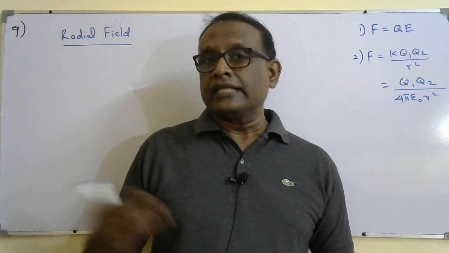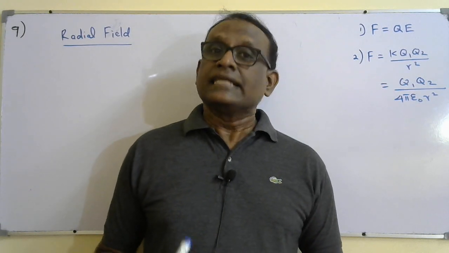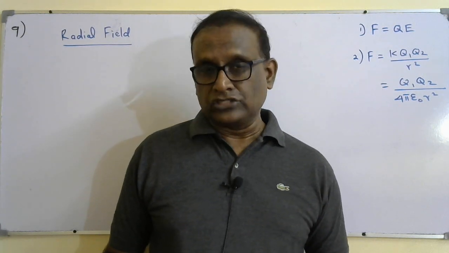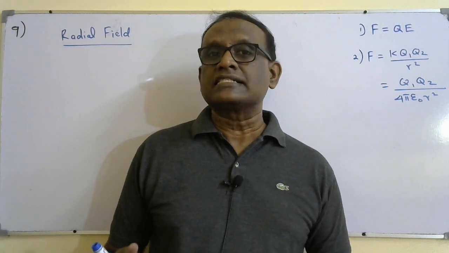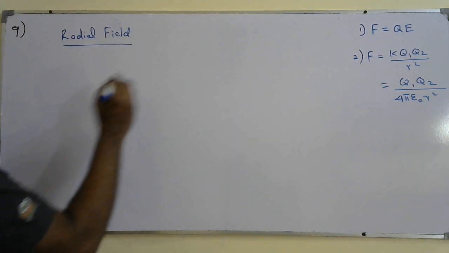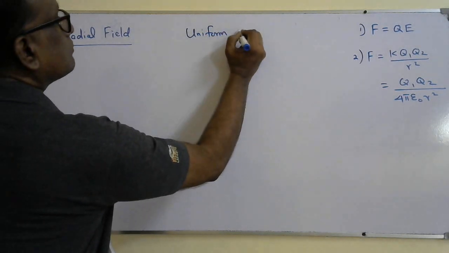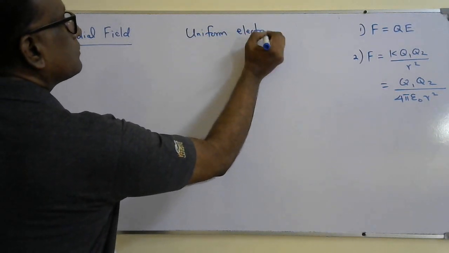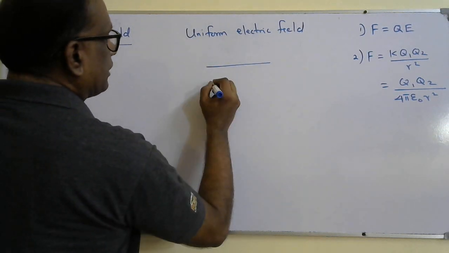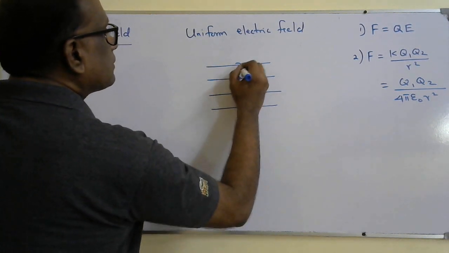We told that one of the properties of the electric field is that it indicates the strength of the field. Number of lines per unit area indicates the strength of the field. So in uniform electric field, the strength of the field is the same at all points. So in uniform electric field, the field lines are drawn with equal space and parallel lines.